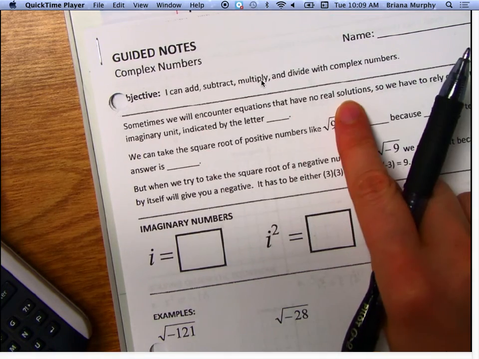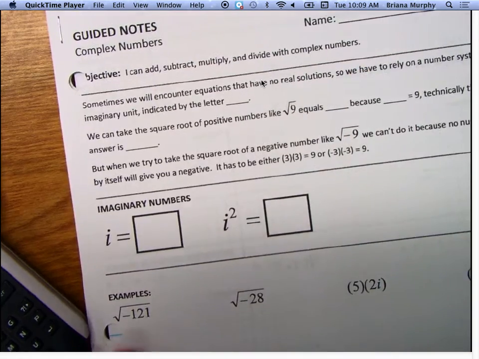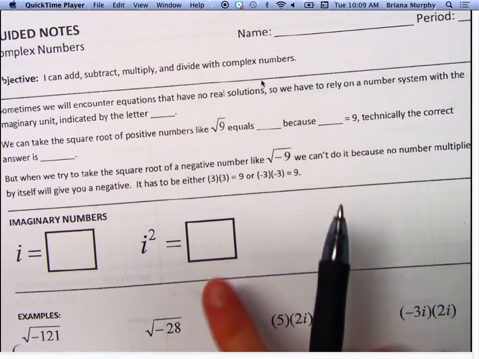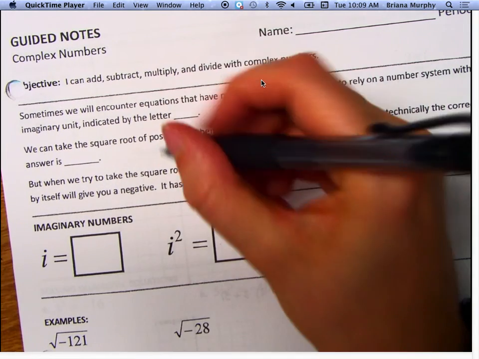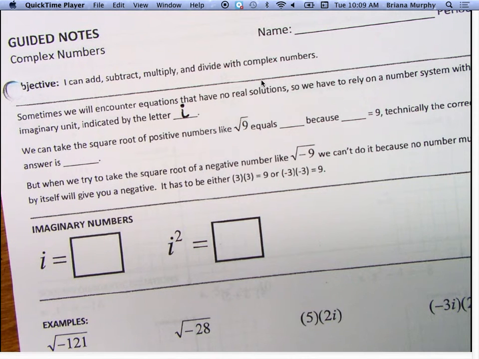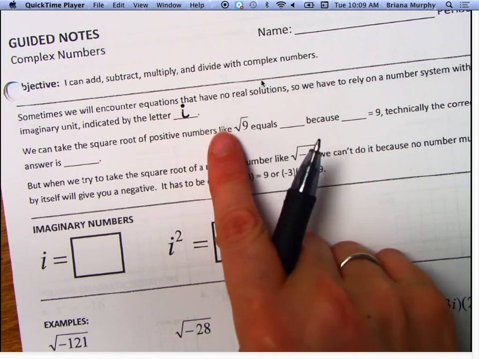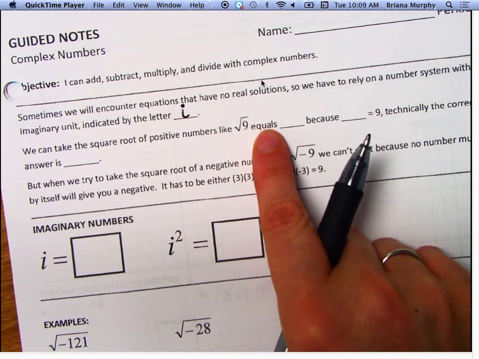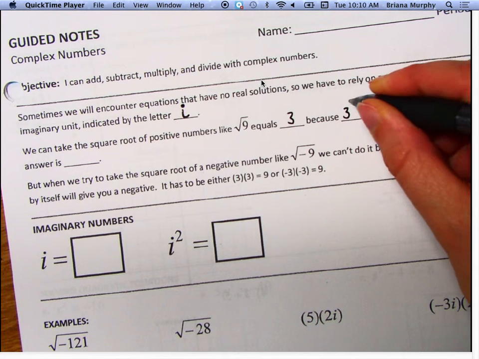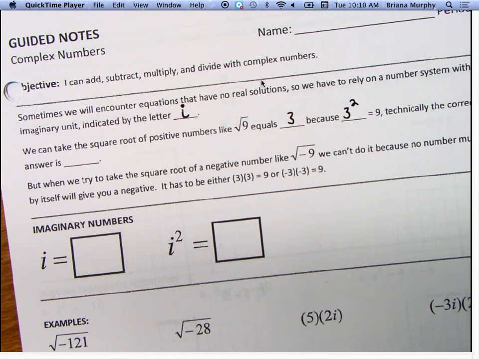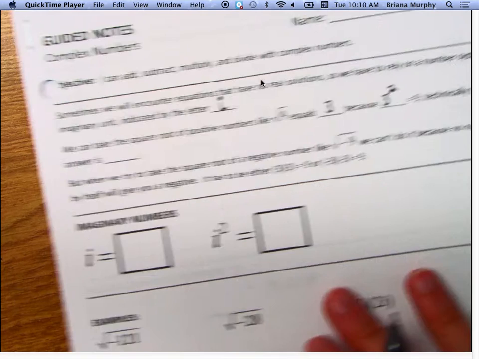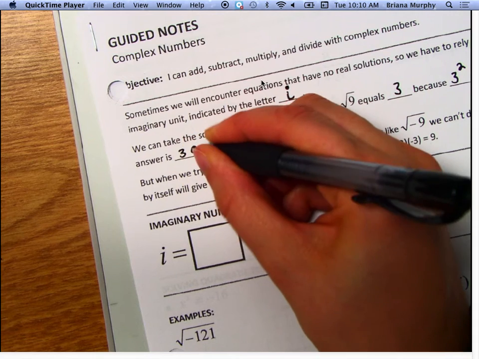Sometimes we encounter equations that have no real solutions. To deal with this, we rely on a number system with the imaginary unit, which we indicate by the letter i. We can take the square root of positive numbers, like the square root of 9 equals what? 3, because 3 squared equals 9, right? Technically, the correct answer is actually what? Negative 3 and positive 3. 3 or negative 3, right?